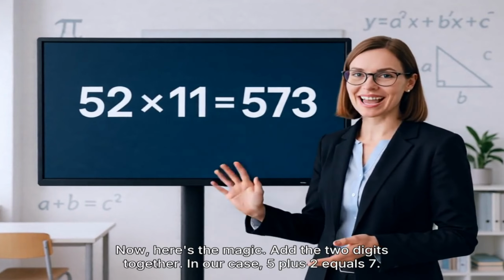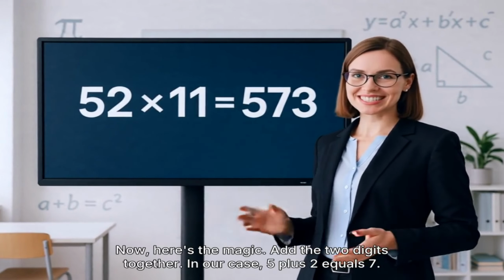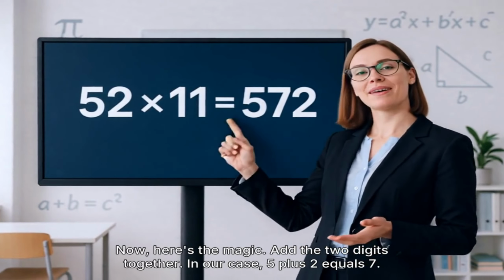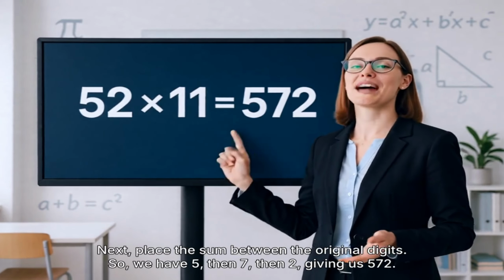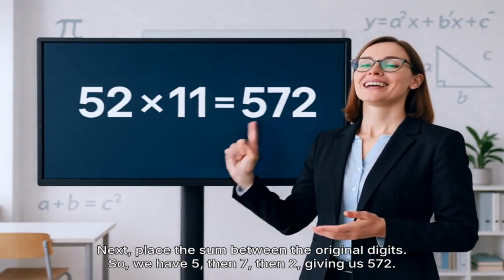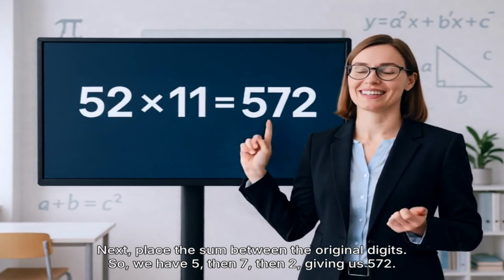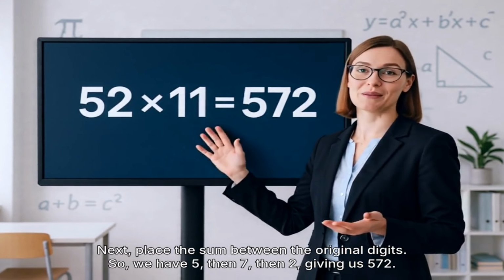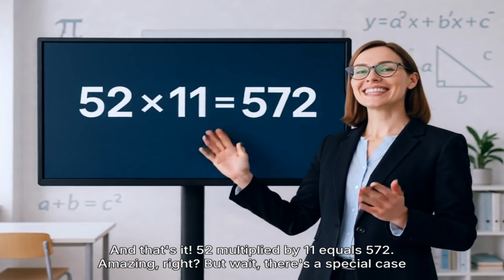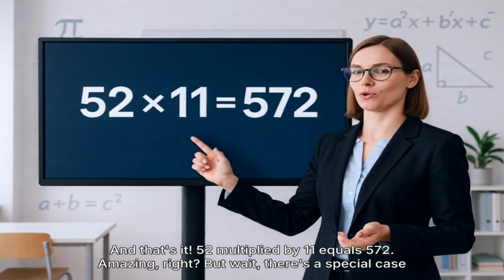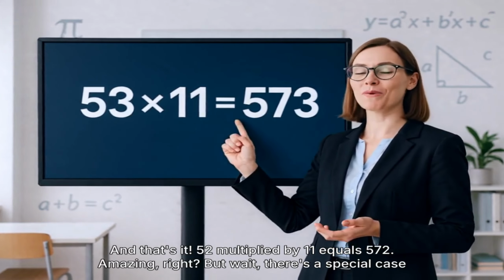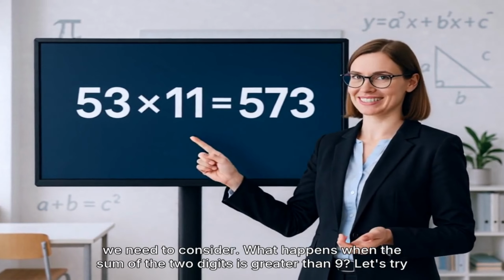Now, here's the magic. Add the two digits together. In our case, 5 plus 2 equals 7. Next, place the sum between the original digits. So we have 5, then 7, then 2, giving us 572. And that's it! 52 multiplied by 11 equals 572. Amazing, right? But wait, there's a special case we need to consider.